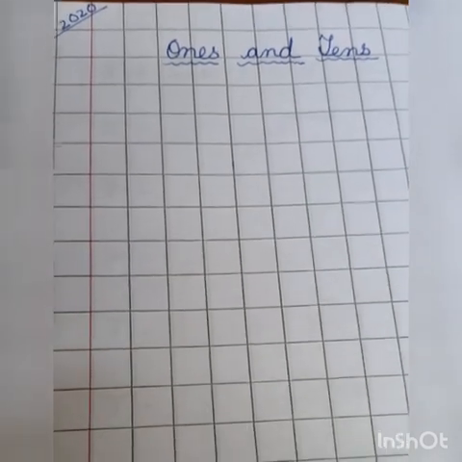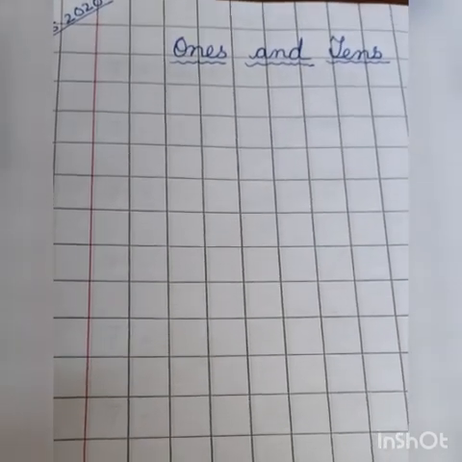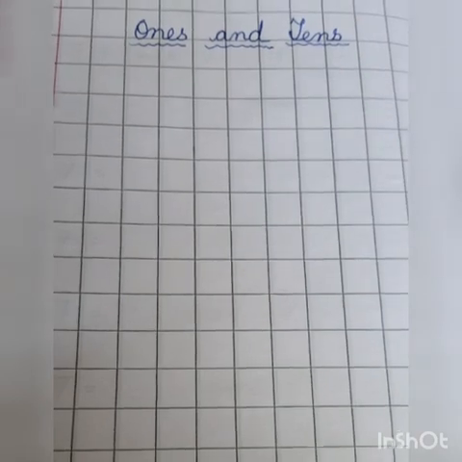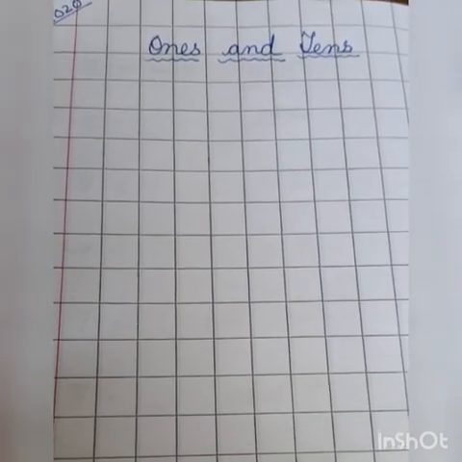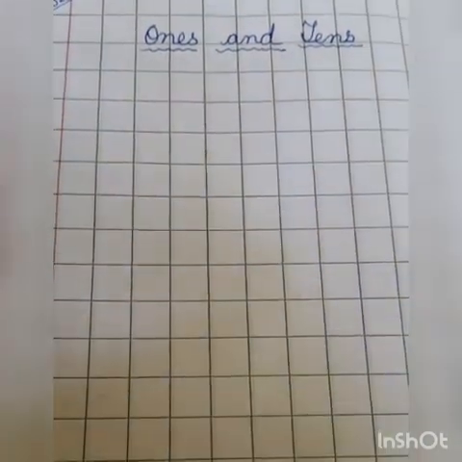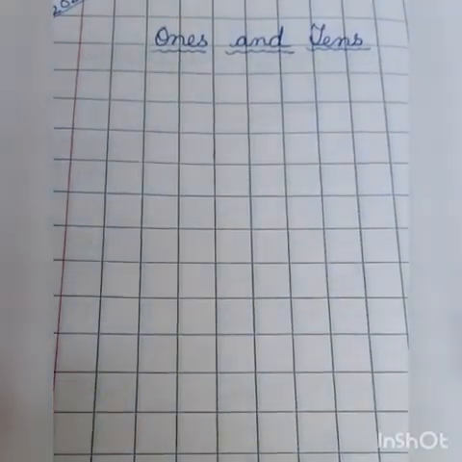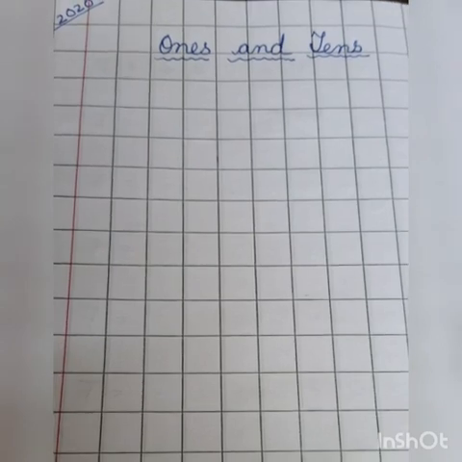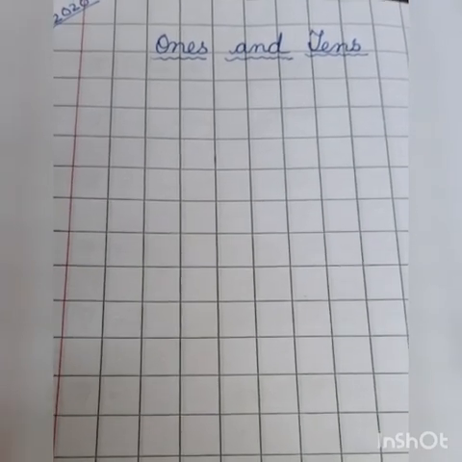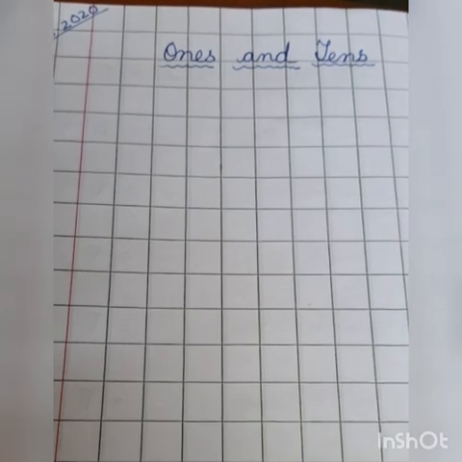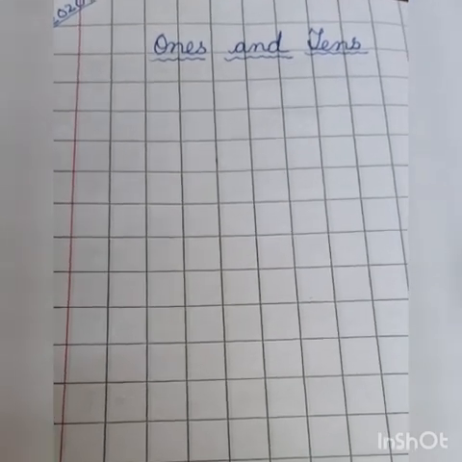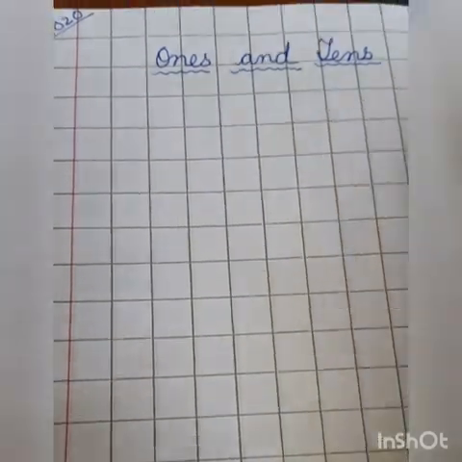Now I'm going to show how we can present ones and tens with pictures. Okay, till 10. And in my next class I'm going to do grouping in tens and writing the numbers. But today we are just writing the numbers. Okay.